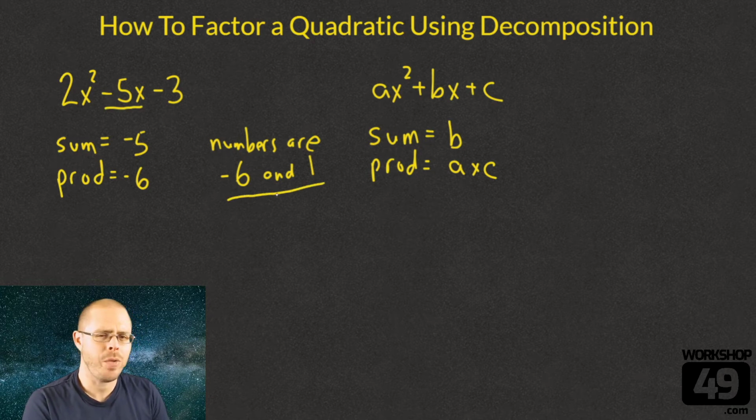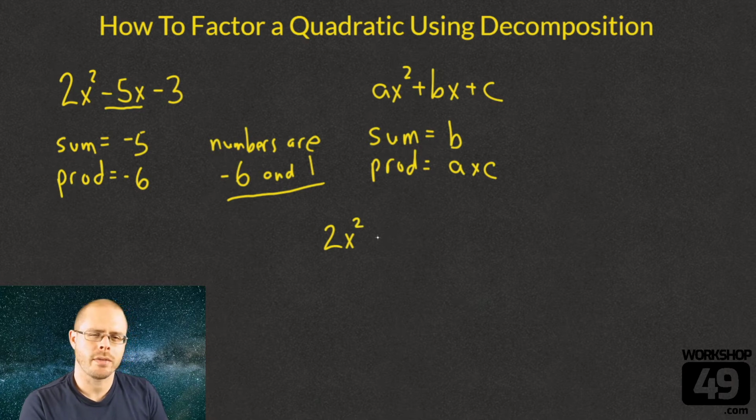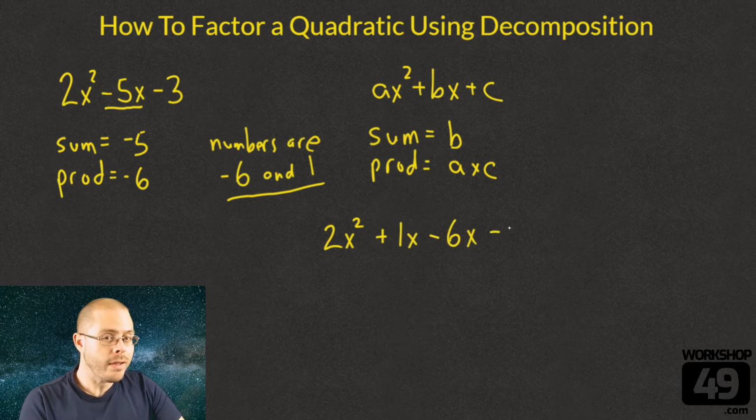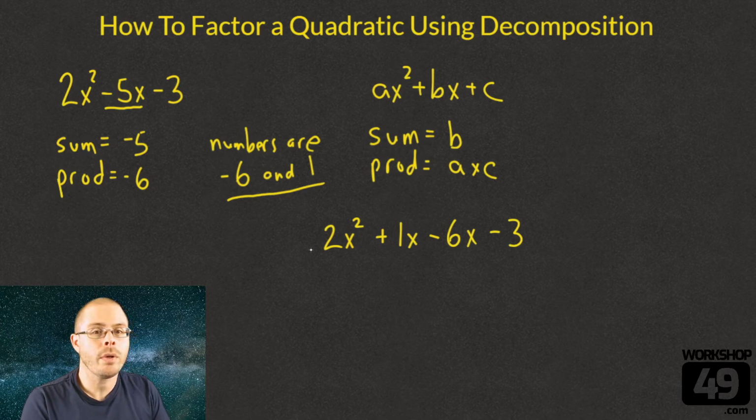What we're going to do now, and how decomposition works, is we're going to replace that minus 5x with a minus 6x and a 1x. So here's what I'm going to show you here. We're just replacing that minus 5x with a 1x and a minus 6x. Now that still adds up to be minus 5x. And where did we get those two numbers? We got them from the sum and product rule. But the thing to remember is this is still equal. That's still a minus 5x. We just broke it into two parts.